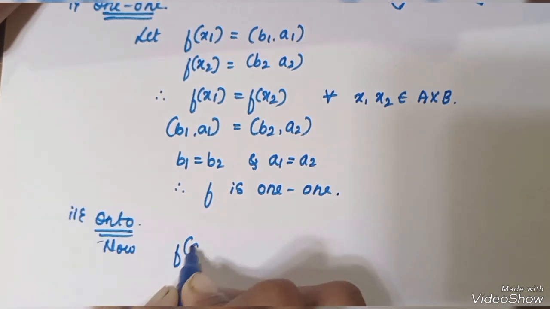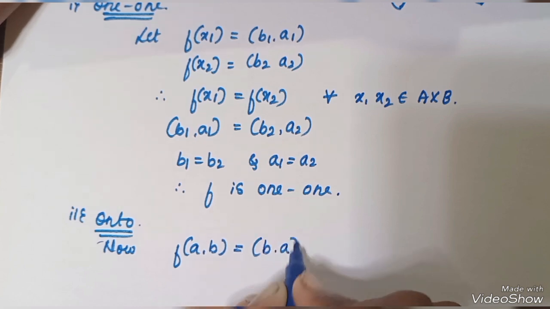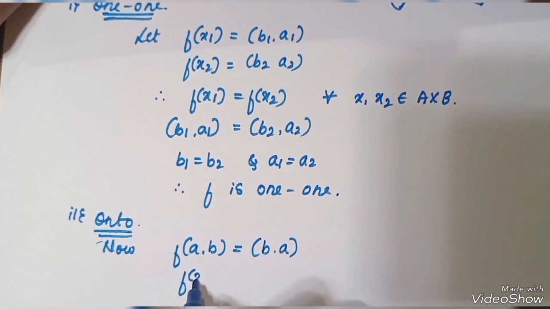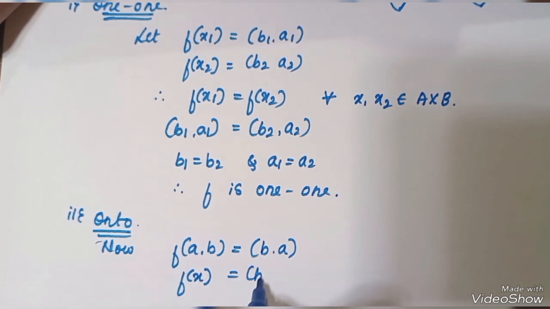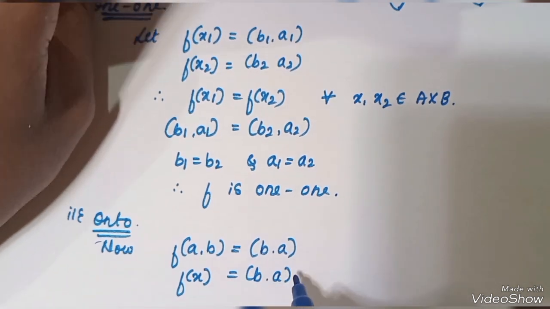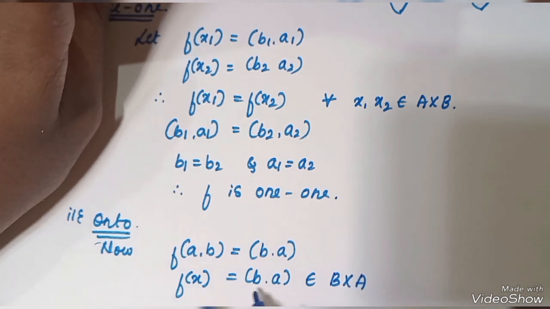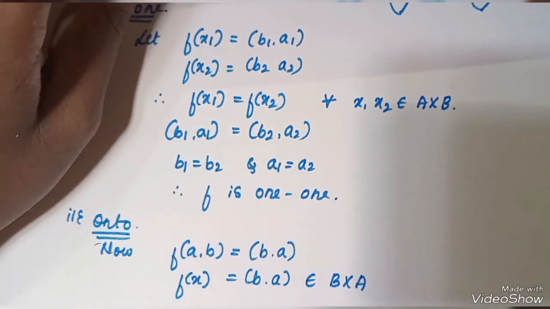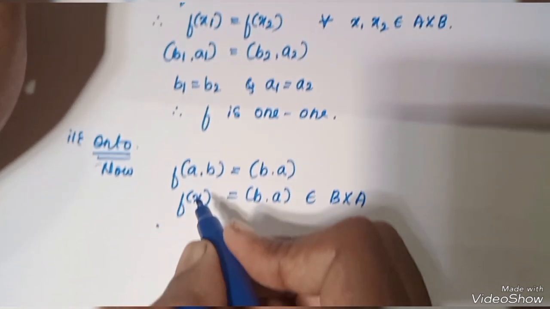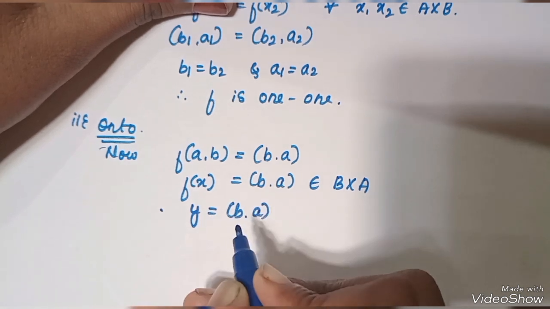Now consider the function (a, b) maps to the ordered pair (b, a). That should be our f(x) = (b, a). For every (b, a), the elements belong to B cross A, that is, (b, a) is an element of the Cartesian product B × A. Therefore, replace f(x) by y, which is the ordered pair (b, a).